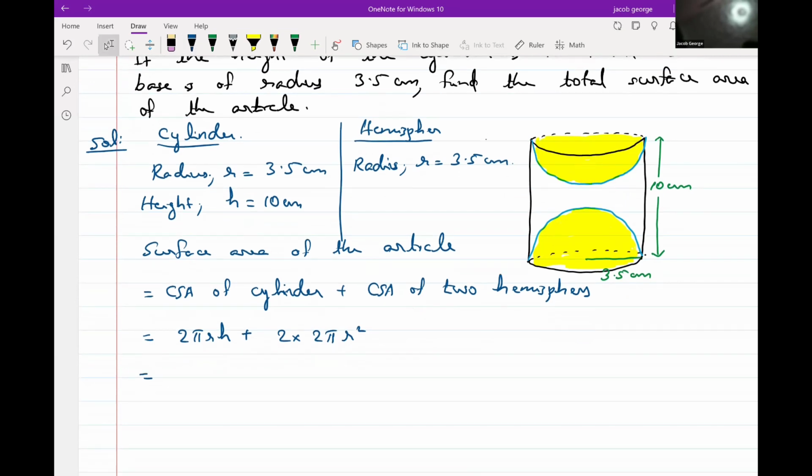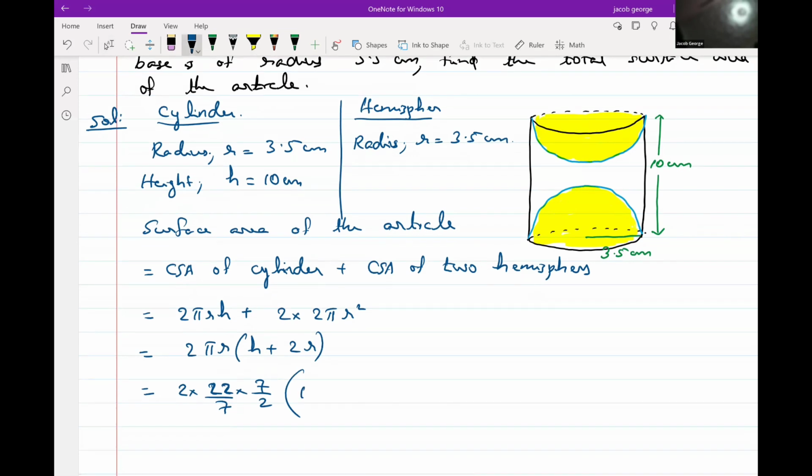2 times 2 pi R square. We can take 2 pi R outside: 2 pi R into H plus 2R. Now can you substitute and simplify 2 pi R into H plus 2R? So please try to simplify this one. That is 2 into 22 by 7 into radius. Radius is 3.5, that we can write as 7 by 2, into H which is 10 plus 2 into 3.5.